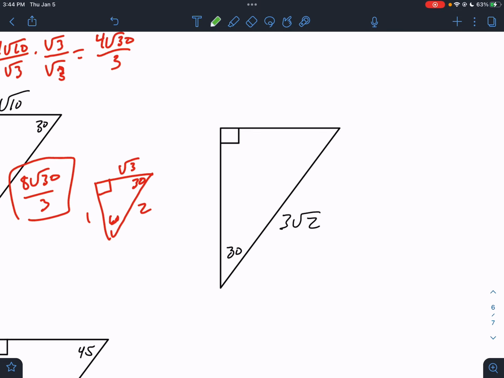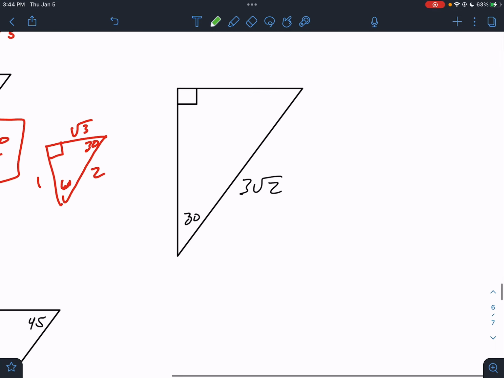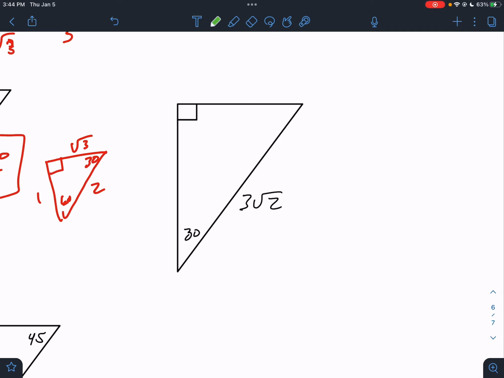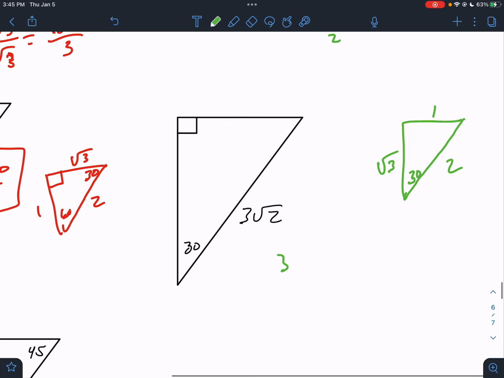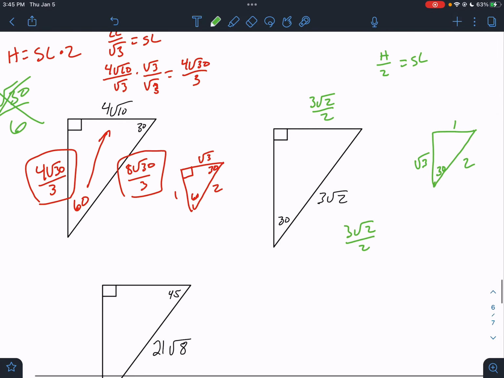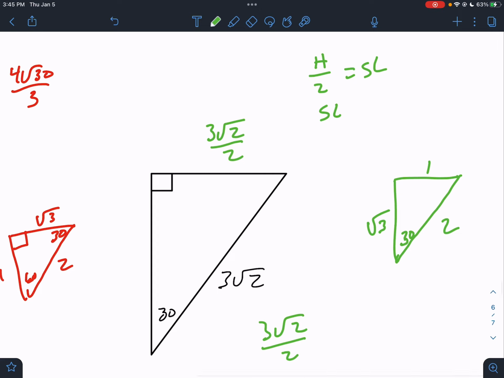All right, let's go over here. We have another 30-60-90. Let's draw a new reference triangle. Our 30 is down here. That means this is 1, root 3, and 2. The hypotenuse is the part that we have. We know that the hypotenuse divided by 2 equals the short leg. So I'm going to take 3 root 2 and divide it by 2, and there's nothing I can do with that. So that's the end result. That's the short leg. And then what do I do to the short leg to get the hypotenuse? We know that the short leg times 2 equals the hypotenuse.